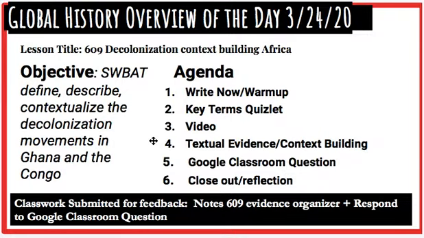Five is what you are going to be graded on. You are going to be graded on your answer to the Google Classroom question, and that grade will be on the evidence rubric. And when we close out, we're just going to reflect on what we learned for the day, and we're going to move on and talk about what we're going to do in the future.